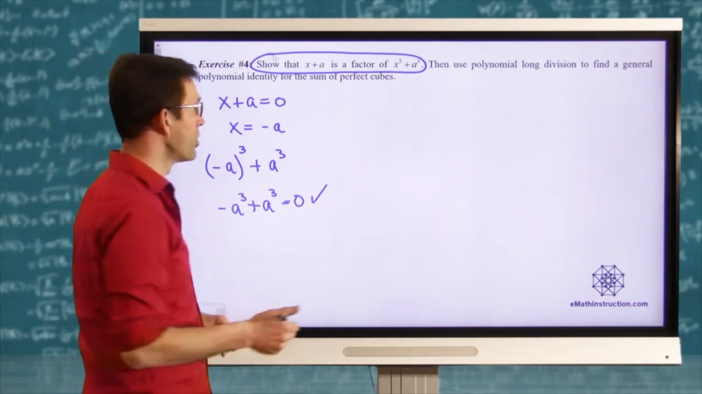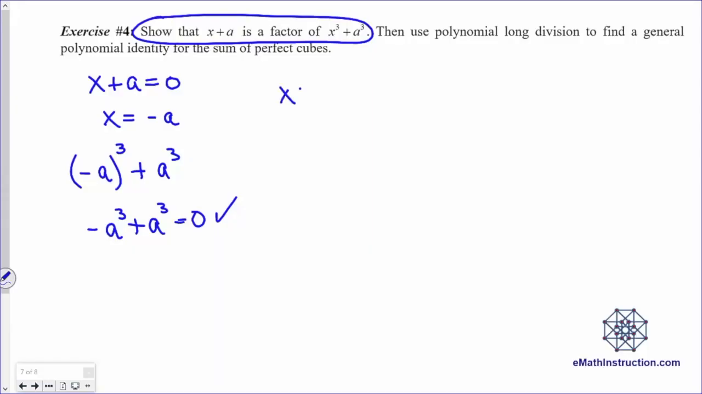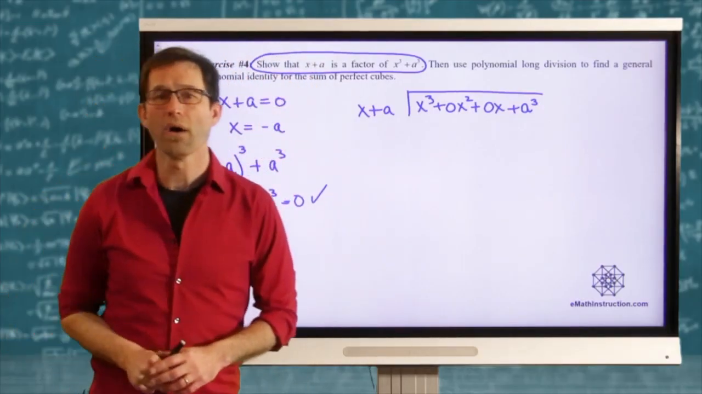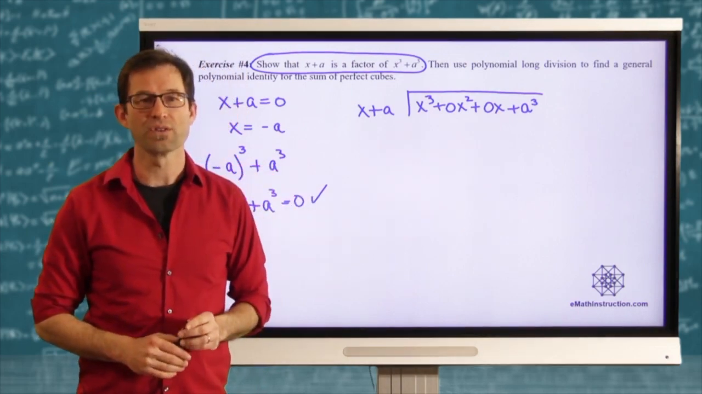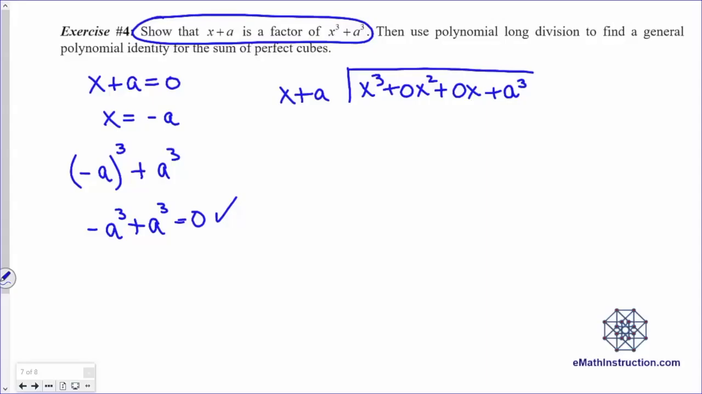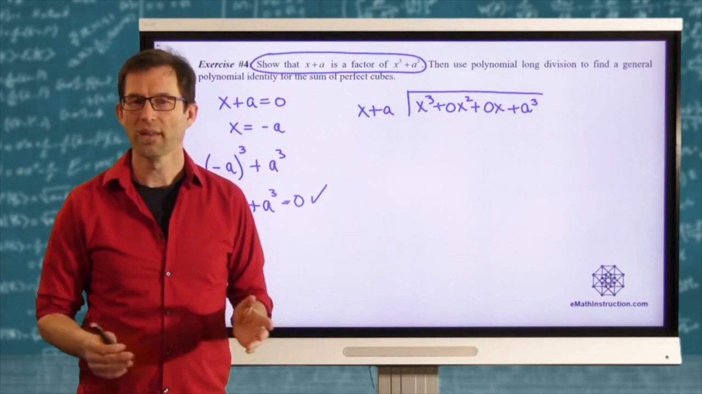Now let's do the polynomial long division. So we're going to do x plus a and divide that into x cubed plus 0x squared plus 0x plus a cubed. Now what I'd like you to do is pause the video now and see if you can handle that polynomial long division. All right, let's go through it.